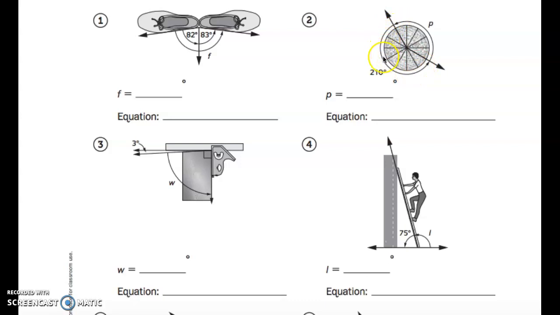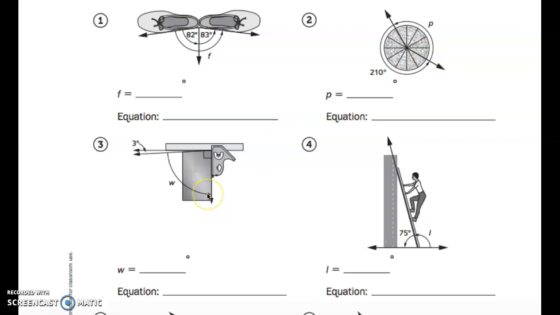This angle here, it's a reflex angle. It's 210 degrees. A reflex angle is an angle that's greater than 180 degrees, but less than 360 degrees. If I know that this angle is 210 degrees, and I know that a circle is 360 degrees, then this angle here must measure 360 degrees minus 210 degrees. This angle here, angle P, must be 150 degrees.